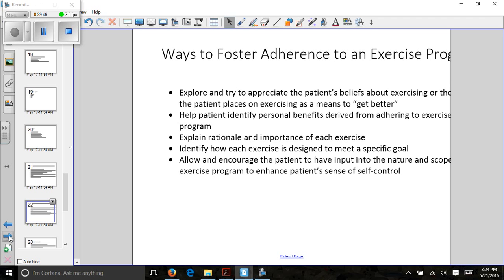Help them to see benefits, right? The first time you're going to have these exercises, they're going to be hard and they're going to be sore. So the patient's probably not going to wind up doing them again, but you have to help them with their expectations, explaining to them why you're doing this.